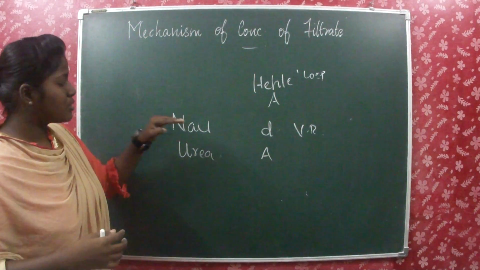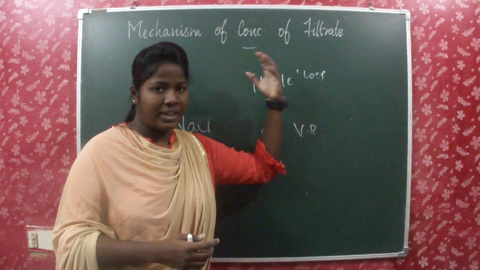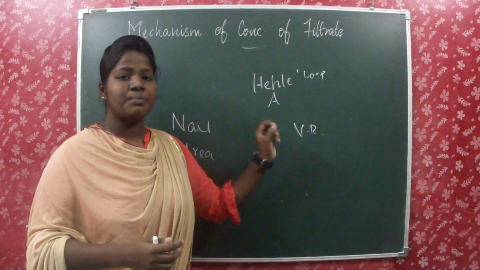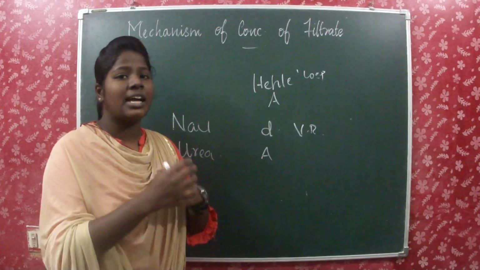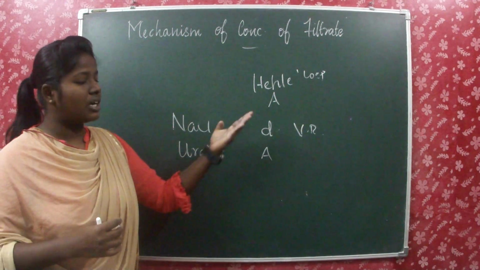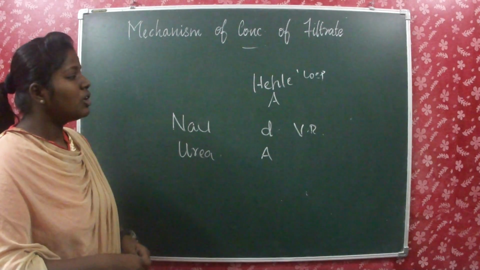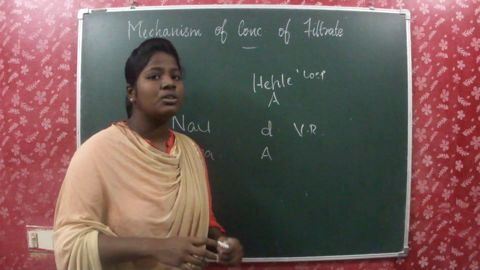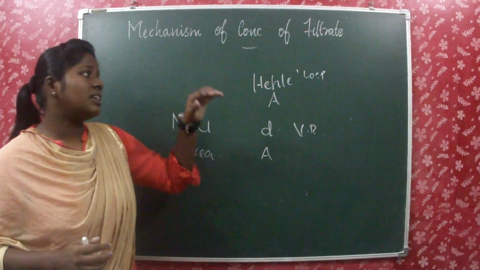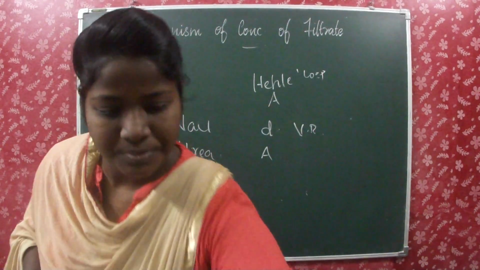Once again I am repeating, the sodium chloride, that is NaCl, is transported by the ascending limb of Henle's loop, whereas it is exchanged in the descending limb of vasa recta, and it gets back into the interstitium by the ascending limb of vasa recta. So the exchange and the return to the interstitium take place by the limbs of vasa recta, whereas the transportation of the NaCl takes place with the Henle's loop.